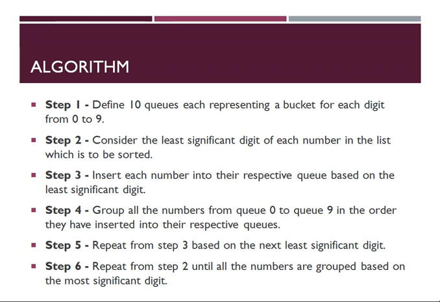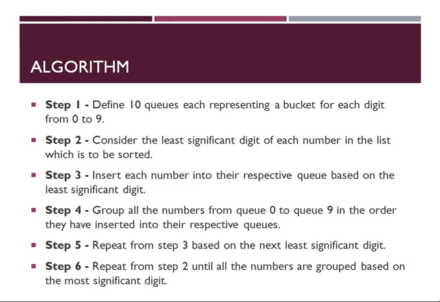In step number 2, we consider the least significant digit of each number in the list which is to be sorted. We consider the last digit of each number, and we will sort the list according to this least significant digit. In step number 3, we insert each number into its respective queue based on the least significant digit, based on its last digit.